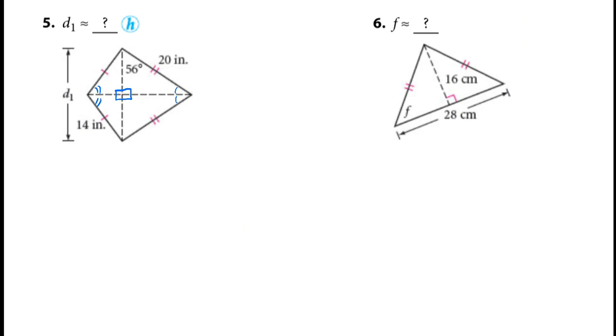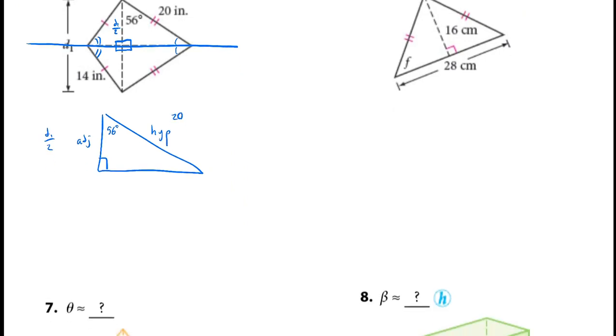So it's asking for the length of diagonal 1. Okay, diagonal 1 is that total thing. Well, this is a line of symmetry, right? By SSS, that top triangle and bottom are the same. So this is just D1 over 2. This is half of D1. And so in this triangle here, if I redraw this, we got a 56 degrees, we've got an adjacent leg, and we've got the hypotenuse. We know the hypotenuse is 20, and this one's D1 over 2, and we want to solve for it.